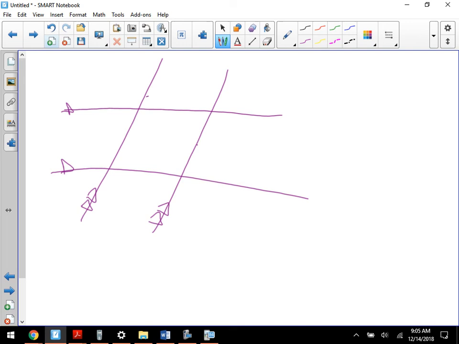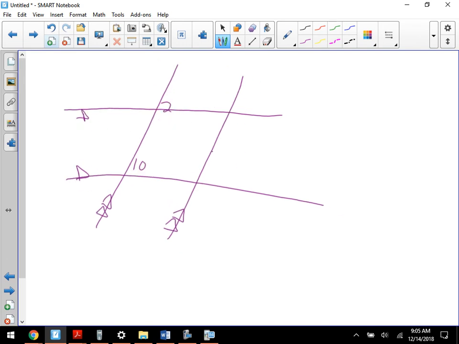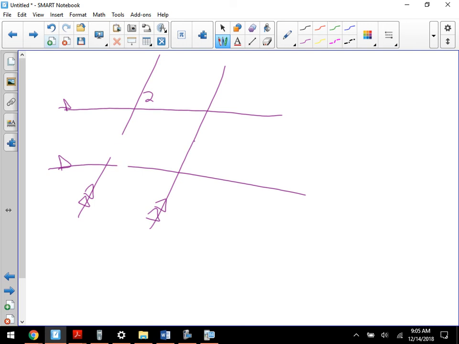And we're looking at 2 and 10. What are those? Corresponding. Very good. 3. 3 and what would be alternate interior? 3 and what are alternate interior?